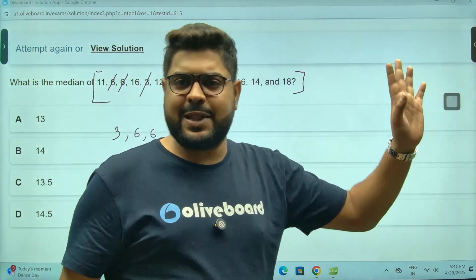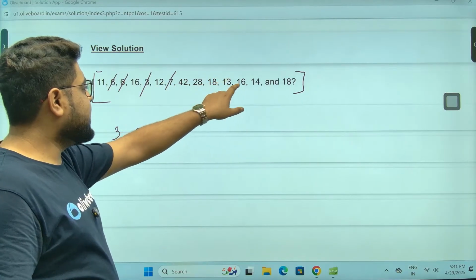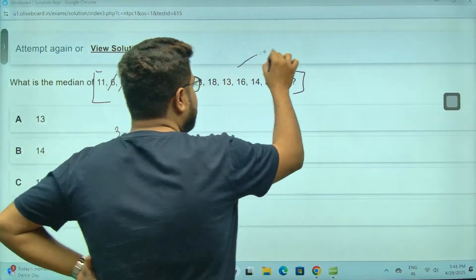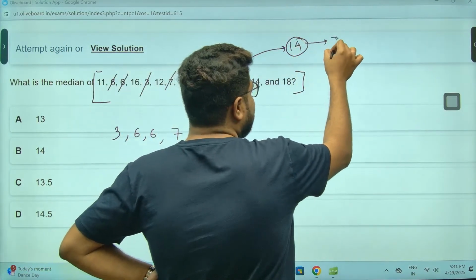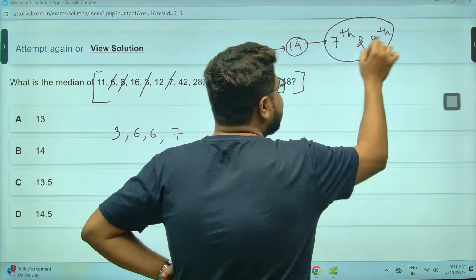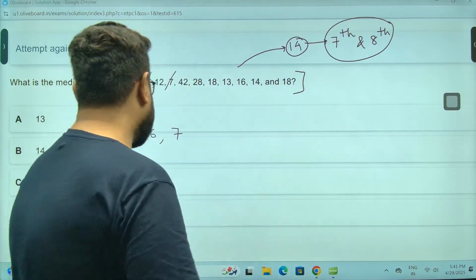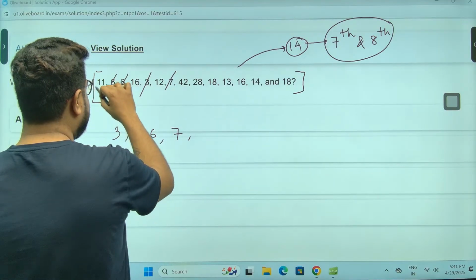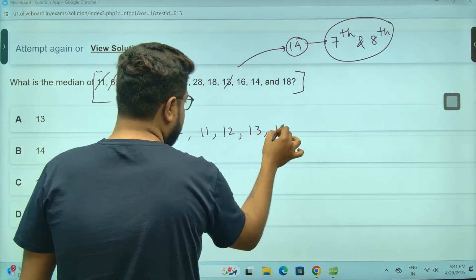We will not write out the whole thing. I can see there are 14 values, and after arrangement there will still be 14 values. Meaning my median will be the 7th and the 8th term. So I will write down till the 8th, nothing more, because I don't have anything to do after the 8th. So I've written 3, 6, 6, 7, then 11, 11, 12, 13. I can see 14 as well.